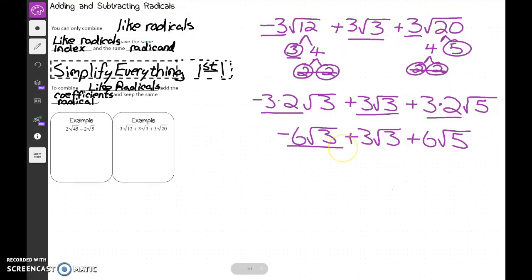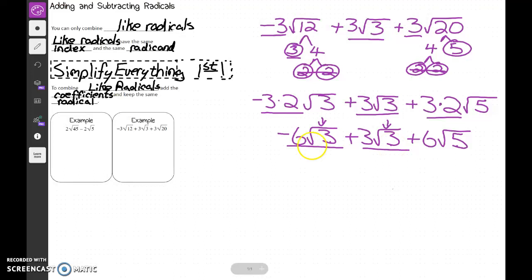Negative 6 and what? 3. We notice that these are like radicals because of the radical here. We know that those 2 things are the same. We have the square root of 3 and the square root of 3. Over here, this 5 isn't like those because it has a 5 instead of these 3's. So that means that that one's not going to combine with anything. It's going to stay by itself.